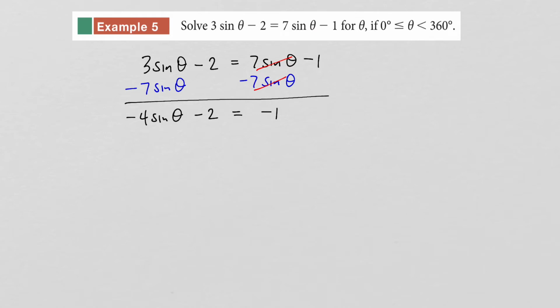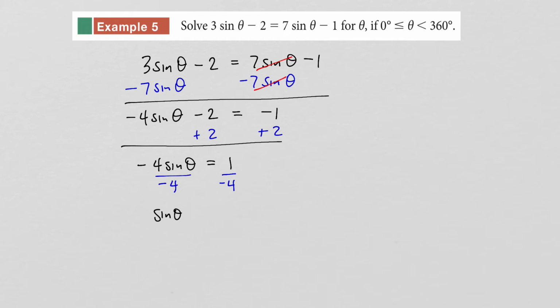And then I can add 2 to both sides of the equation. And adding 2 gives us -4 sine of theta is equal to +1. And now finally we can get sine of theta by itself by dividing by -4. And this gives us sine of theta is equal to -1/4.